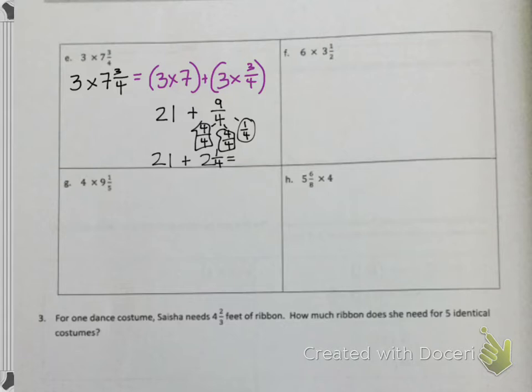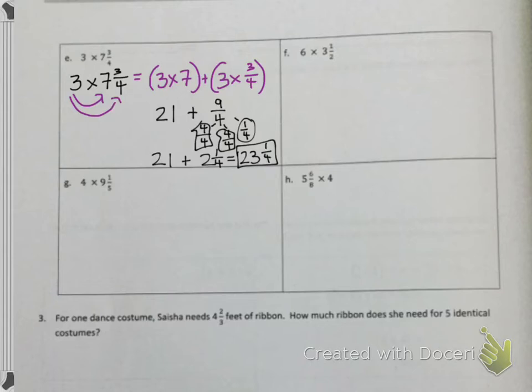So what's my final answer? My final answer is going to be 23 whole and 1/4. That is our final answer for this problem using distributive property. I multiplied 3 times 7, and I multiplied 3 times 3/4.